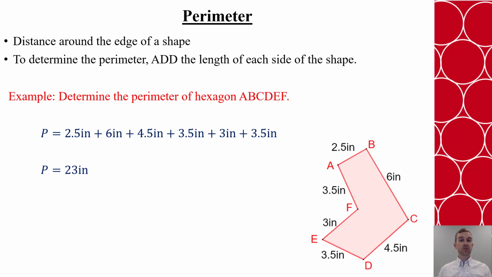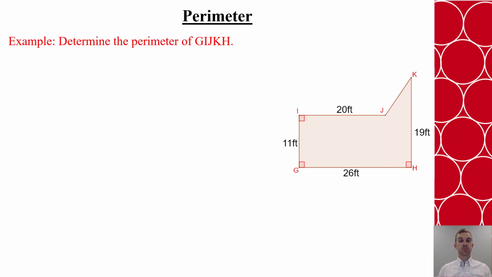Now, if any of those were of a different unit, I'd have to convert it first and then add all 6 together. Now here's another unique case you can see. Here is a pentagon where we are missing the length of JK. So we need to determine JK before we can determine the perimeter.